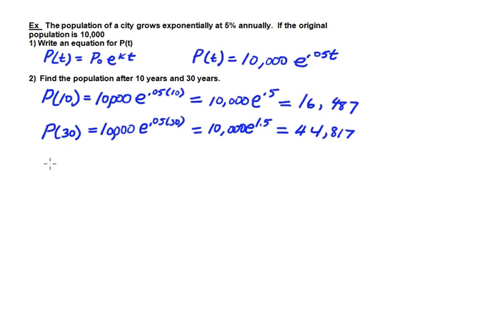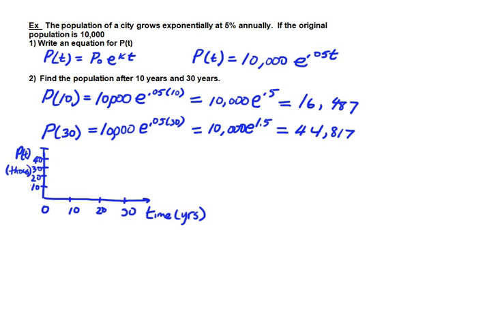In the problem, it doesn't ask us to make a graph of this function, but we can to get an idea of what the population looks like. So if we set up some axes, we've got time on our horizontal axis going from 0 to 30 years, and we've got population on our vertical axis going from 0 to 50,000.